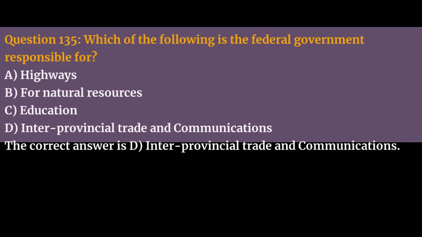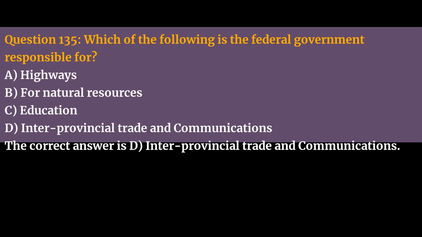Question 135. Which of the following is the federal government responsible for? A. Highways. B. Natural resources. C. Education. D. Interprovincial trade and communications. The correct answer is D.